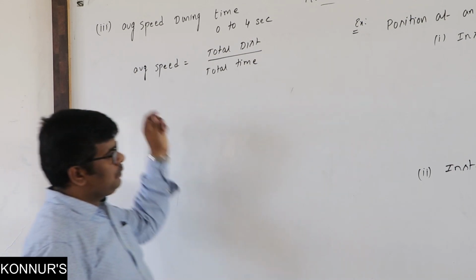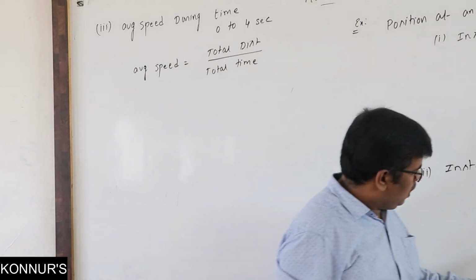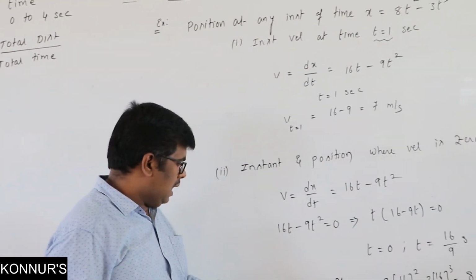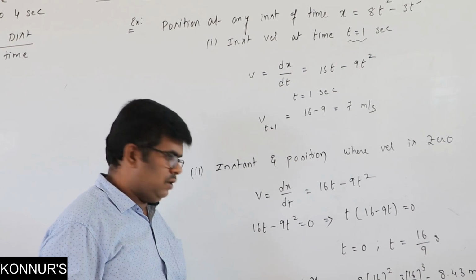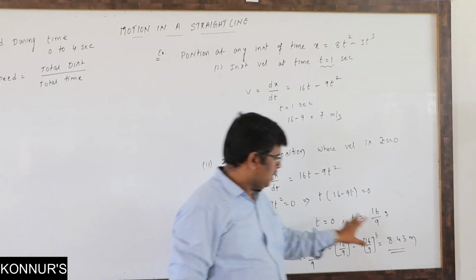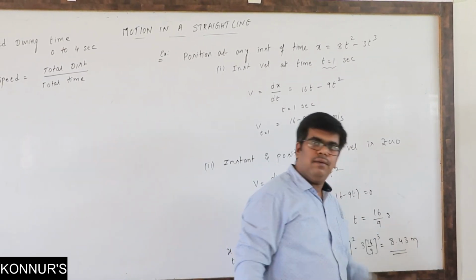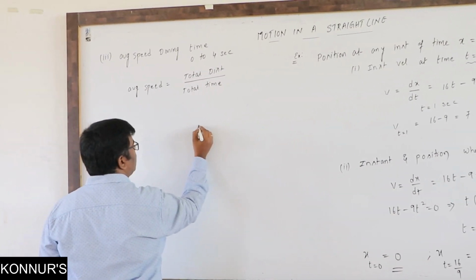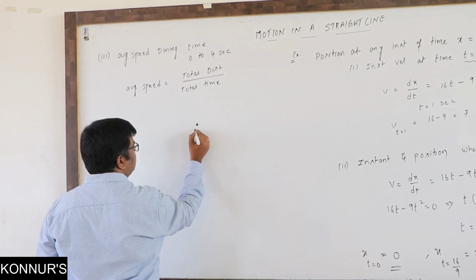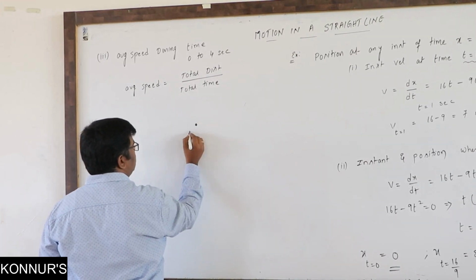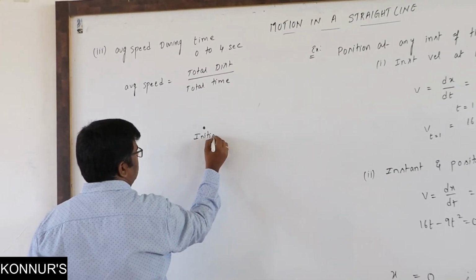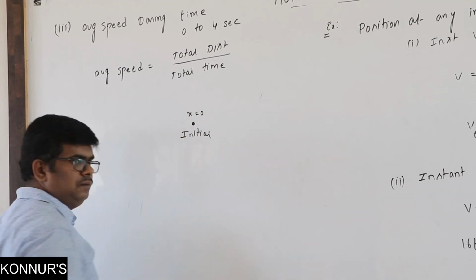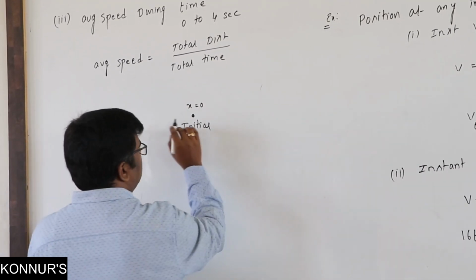Here we observe where the velocities are zero. First you have to observe that point. Velocity is 0 initially at position 0. Velocity is 0 at position 8.43. Let us take the journey of the body. Initially, this is the initial point, which means x is equal to 0. Here velocity is 0. Then it started the journey.